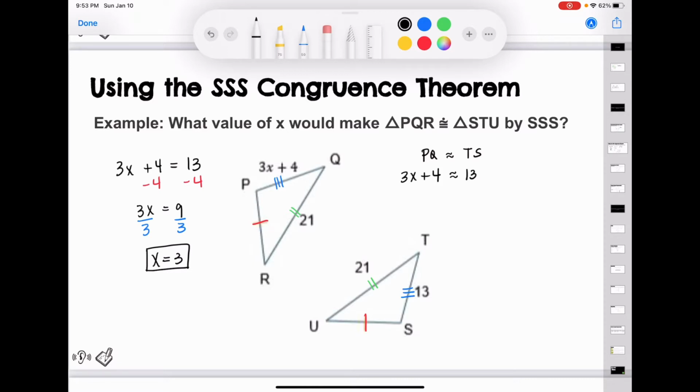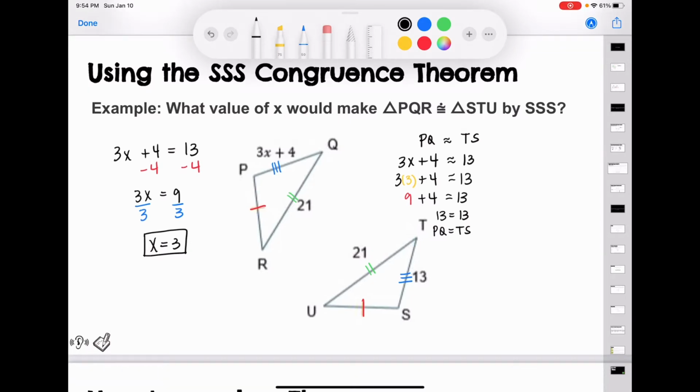Okay? And the reason we know that is if we substitute 3 into here. So let's do 3. Substitute 3 plus 4. That gives us 9 plus 4. And thus we get 13 equals 13, which means that PQ would be congruent to TS, thus showing us that all three of our sides are congruent.